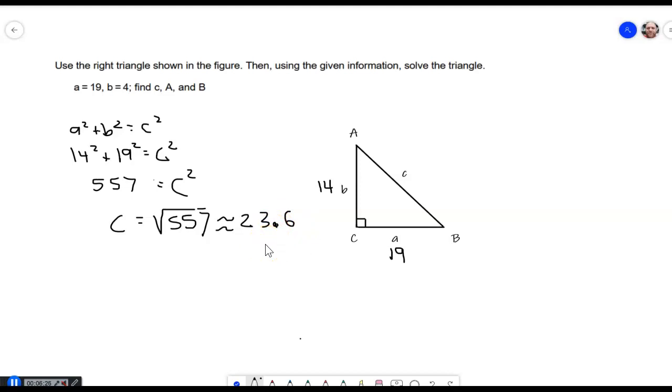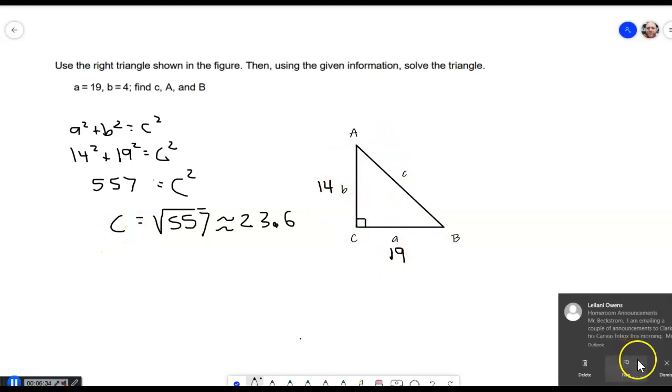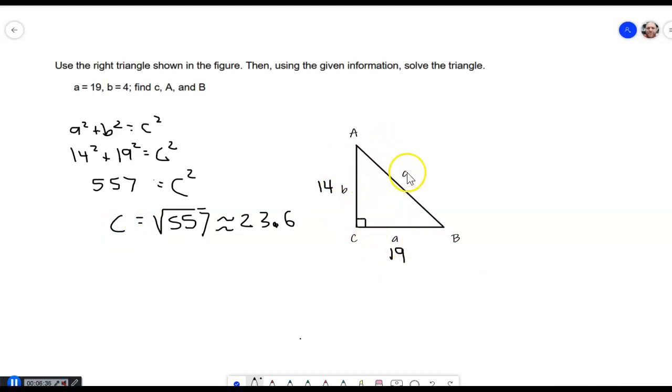And one thing I can check, now this doesn't mean that I'm right, but it also means that I'm not wrong, is that this C, the hypotenuse, should always be more than your A and your B. If it happens to be less than your A or your B, then you know you did something wrong. So your hypotenuse should always be longer than both of your legs, which it is. If it was smaller, then I know I did something wrong.